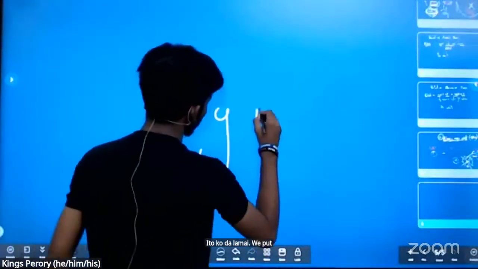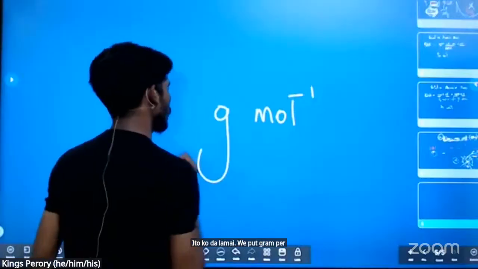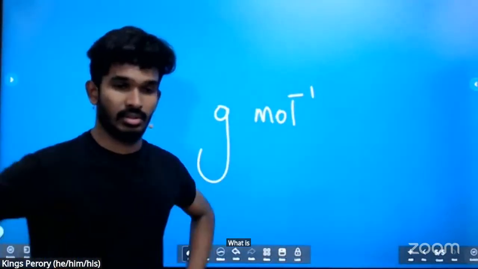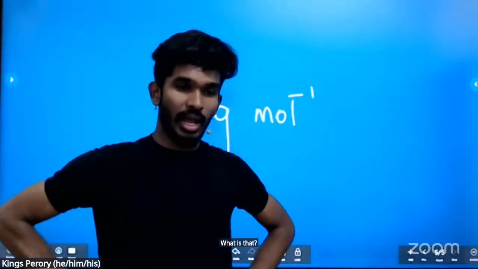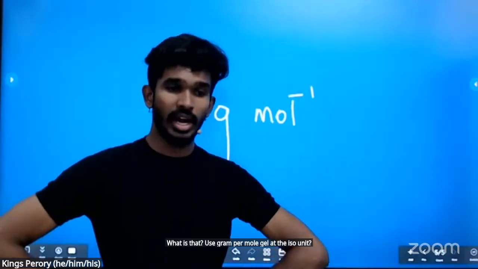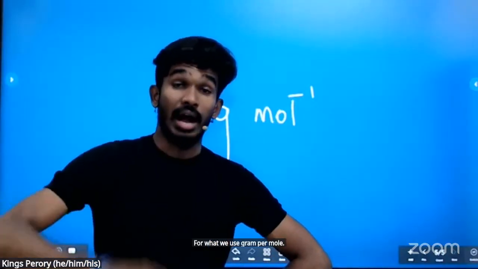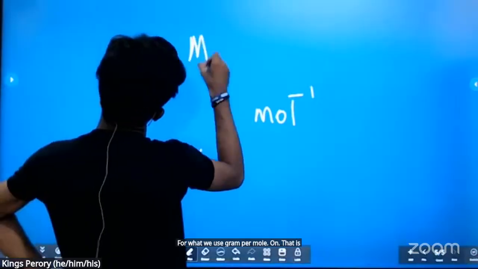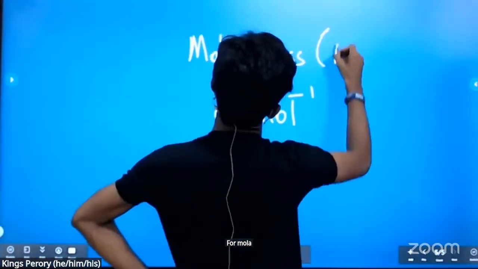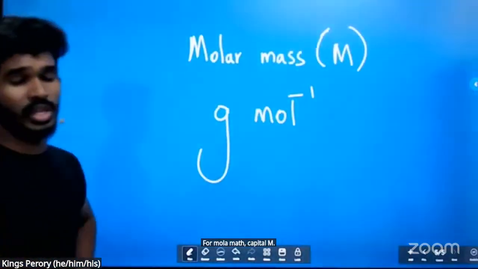But children, we put gram per mole, this unit. Somewhere this unit comes from. What is that? We use gram per mole, there is a unit. For what do we use gram per mole? That is used for molar mass, capital M. For molar mass only we put the unit gram per mole.